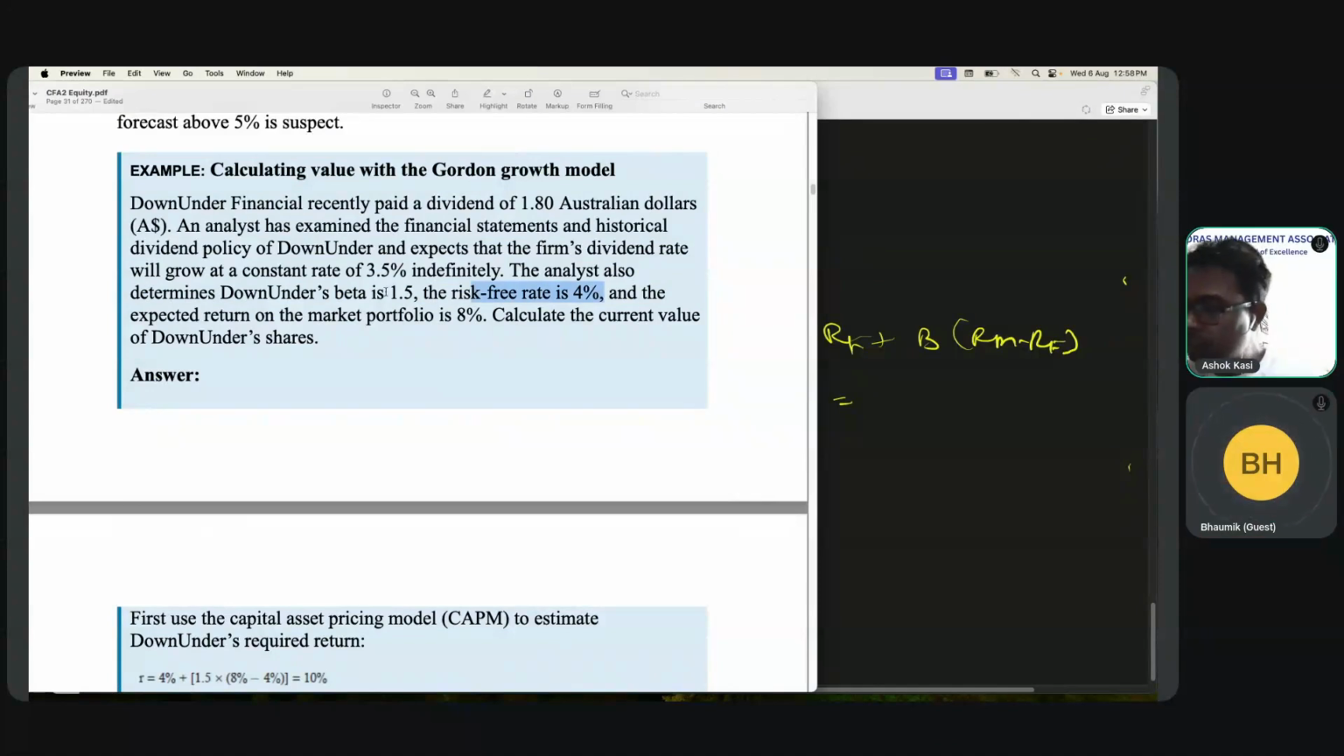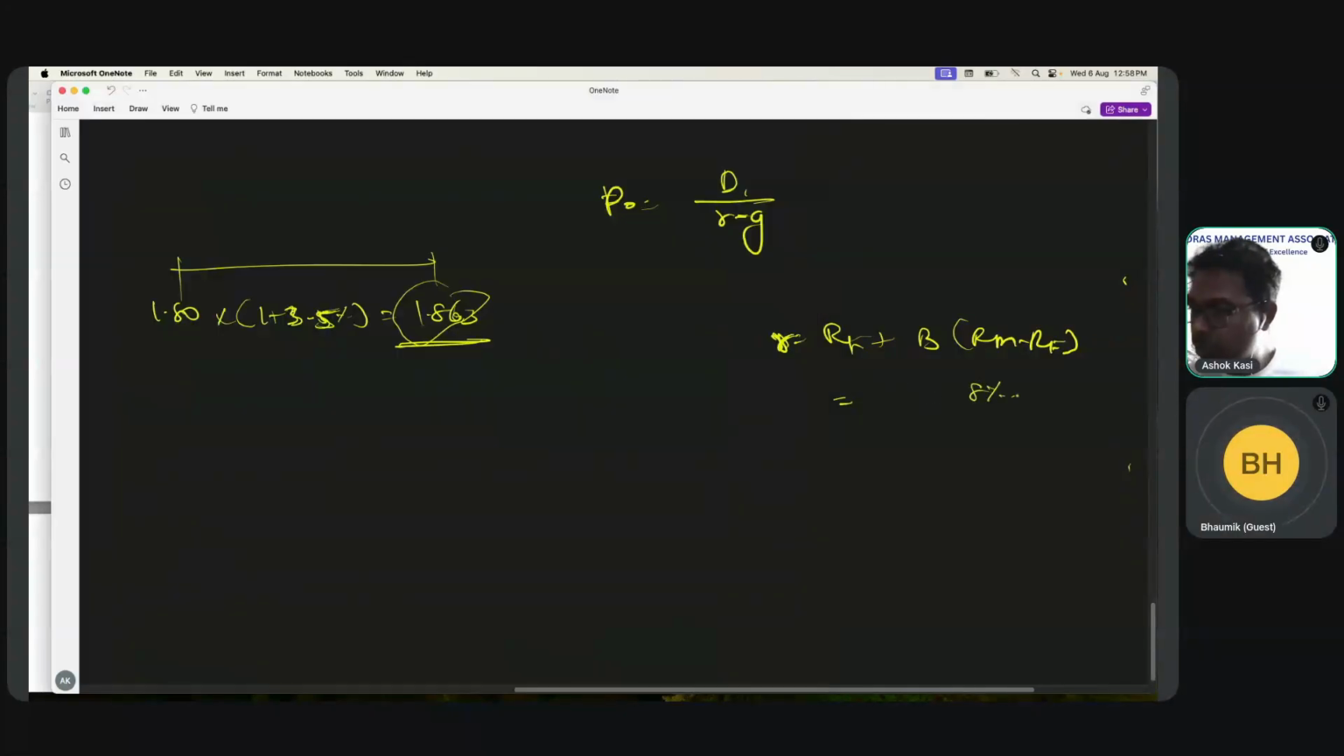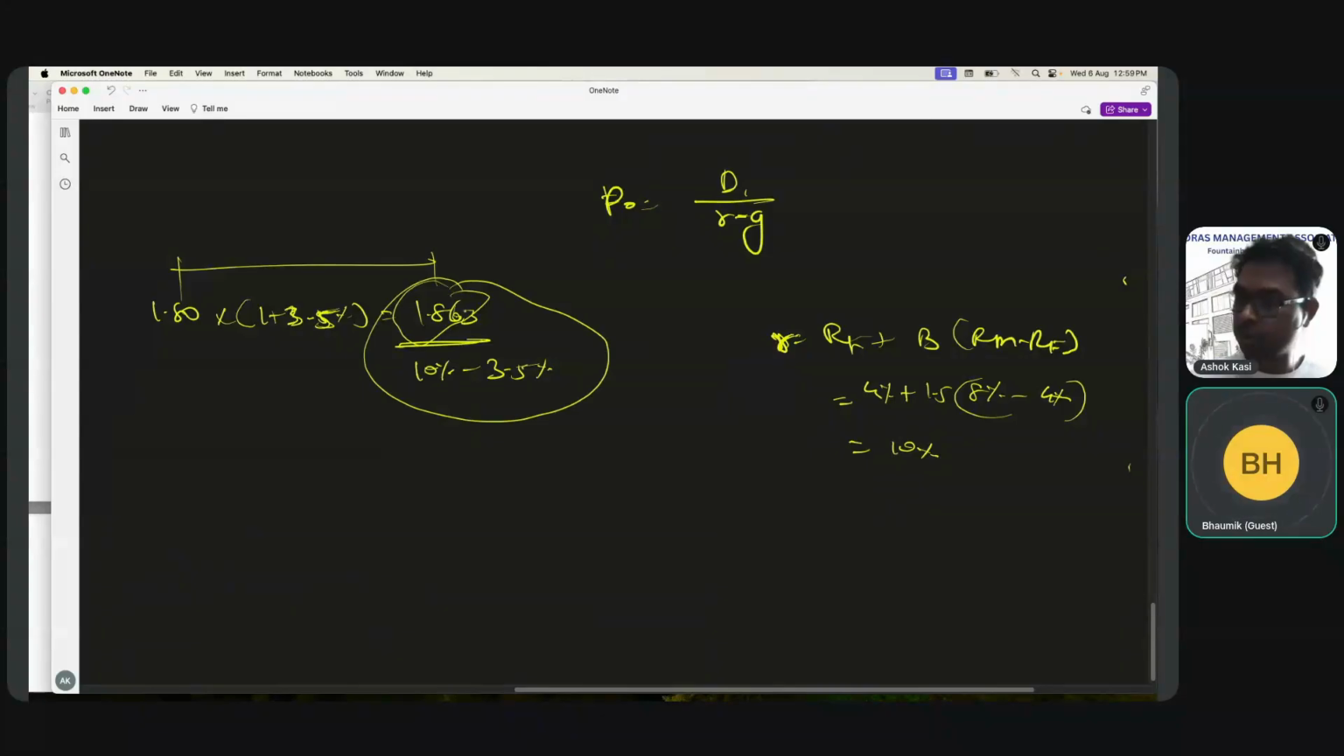The risk-free rate is 4%, beta is 1.5, and the expected return of the market portfolio is 8%. So 8% minus 4%, times 1.5, plus 4% gives 10%. So D1 is divided by 10% minus the indefinite growth of 3.5%. Now you solve this. It comes to 28.66.